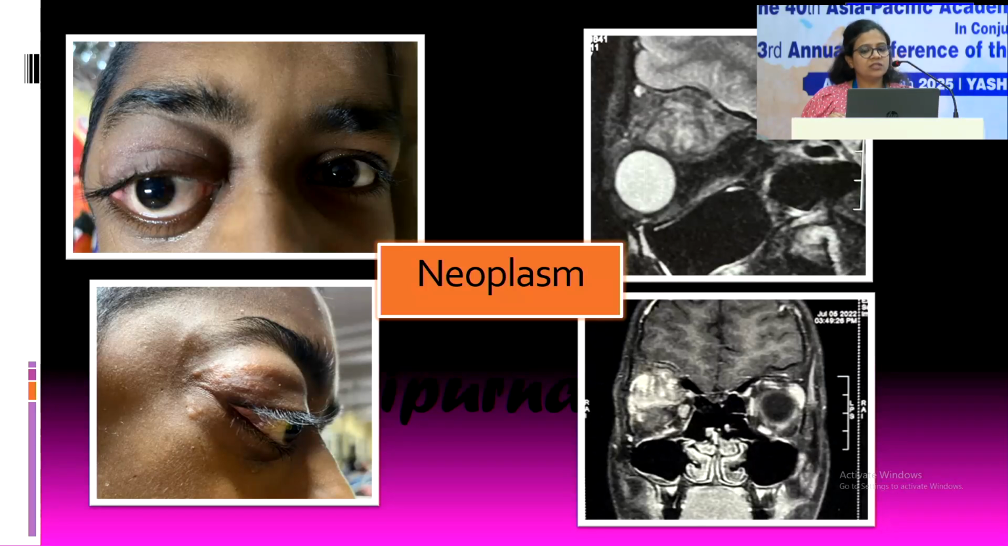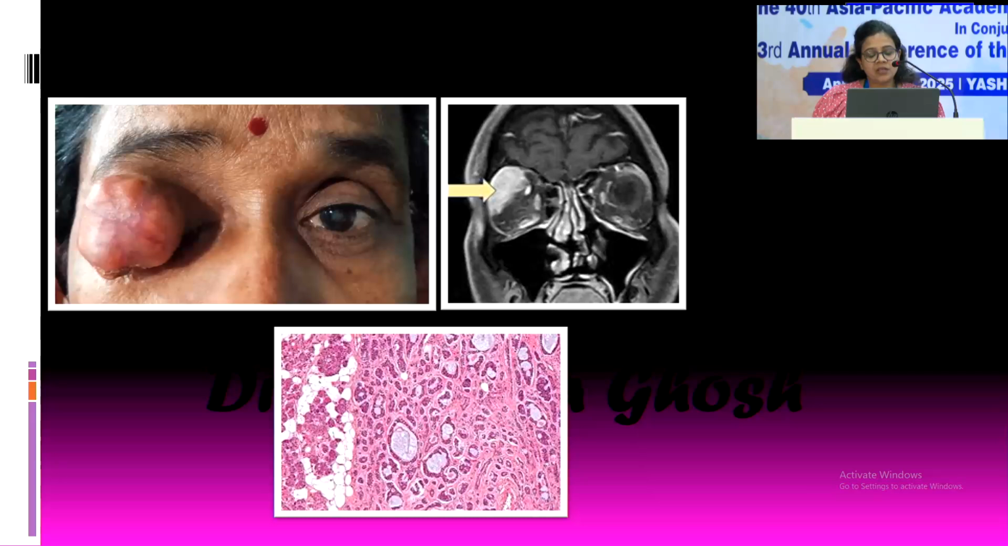I will not go into the diagnosis in detail, but I will just put certain things so that we know what to look for and where to look for it. This lady, what we assumed initially was a sebaceous gland carcinoma. Basically, it was a lacrimal gland carcinoma, which had presented with rapidly progressive swelling in the right orbit.